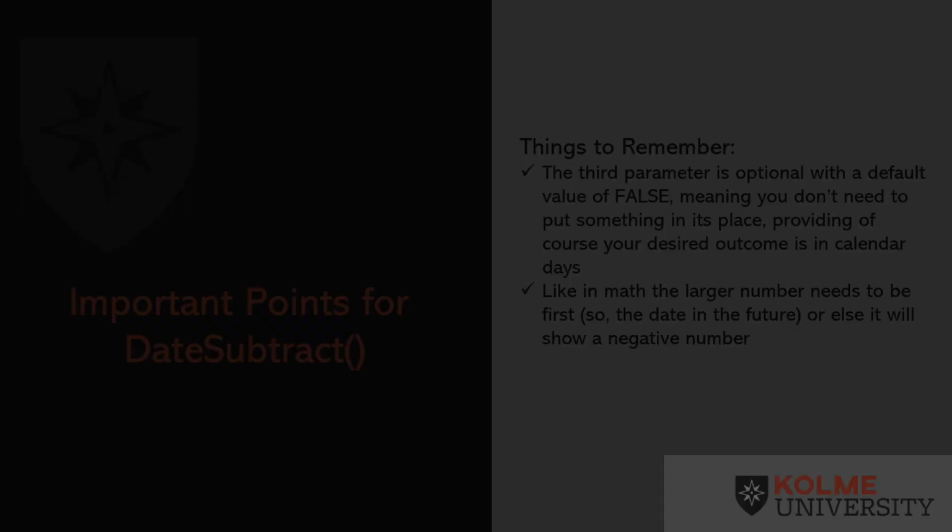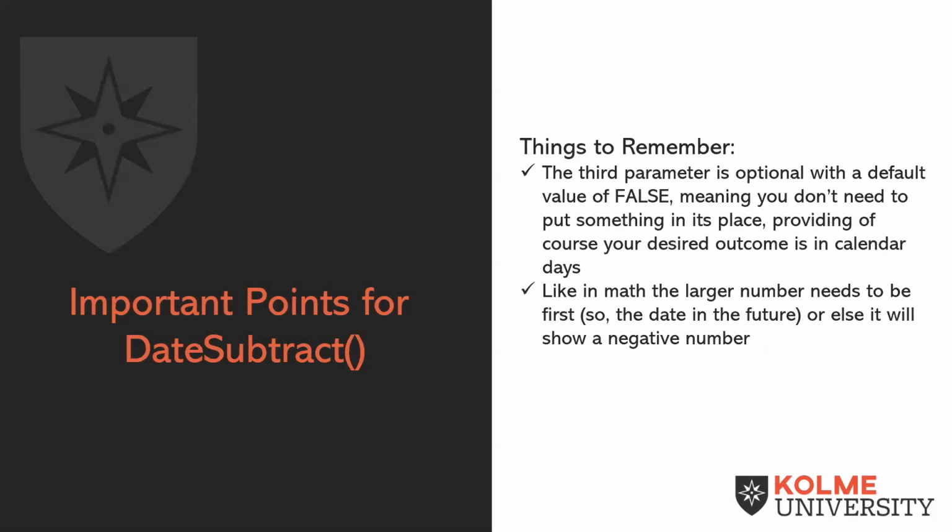Exactly. So there's a couple important points to know about date subtract. The third parameter, when you build this in a configuration, the first 2 parameters are mandatory. You have to have the 2 dates. However, the third parameter, which is the true or false to tell the system if it's working days, is optional. And if you don't use it, the default value is false. So if nothing is in its place, it is going to give you the outcome in calendar days.